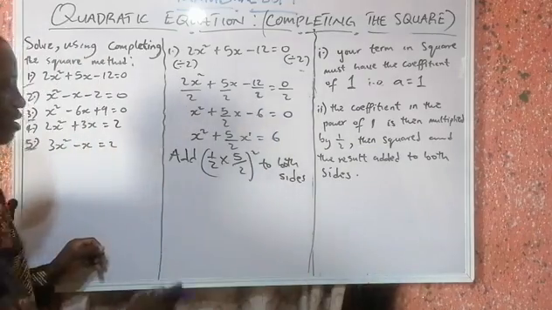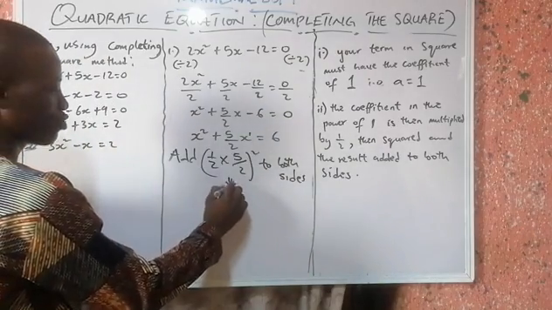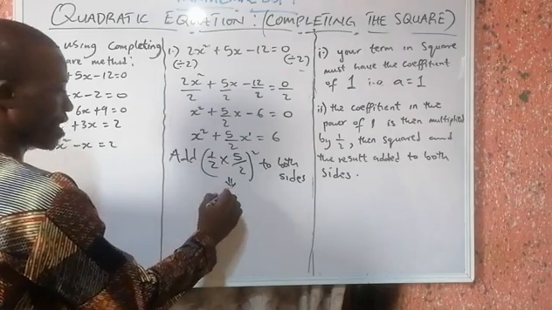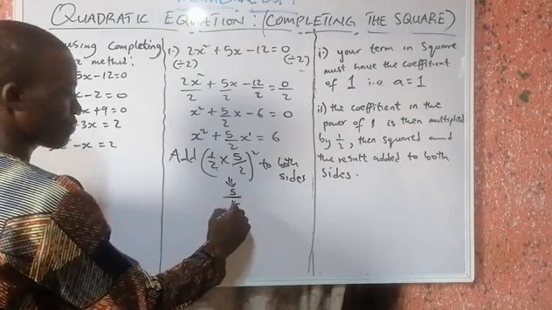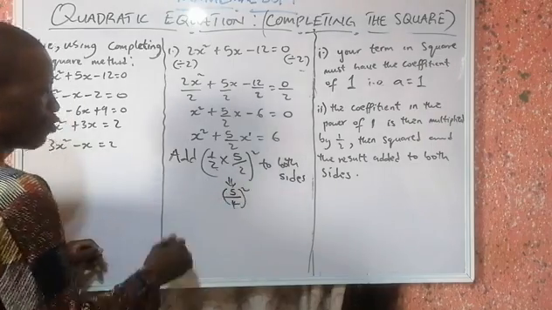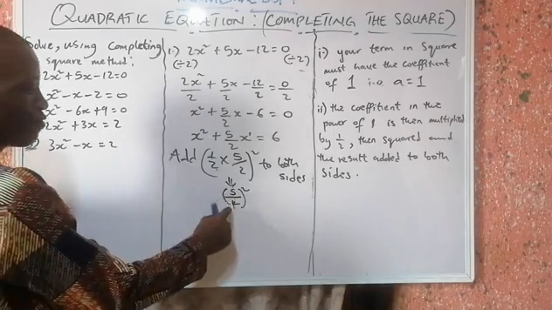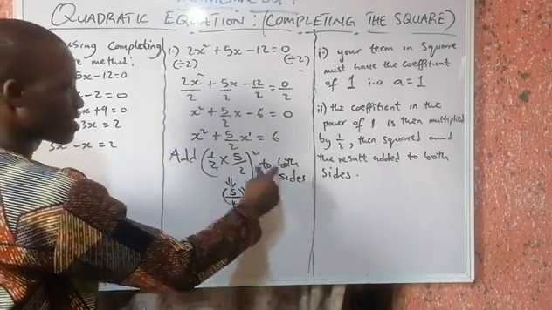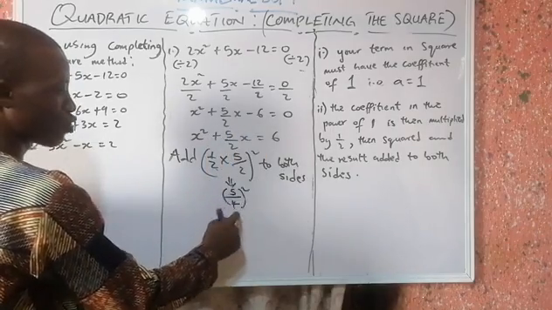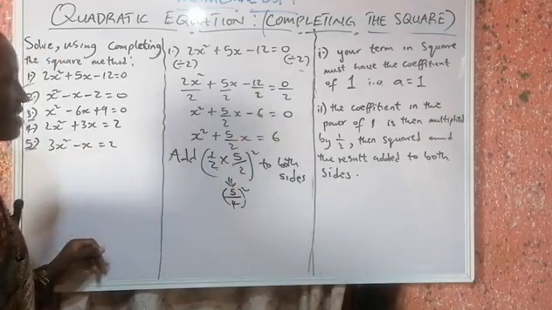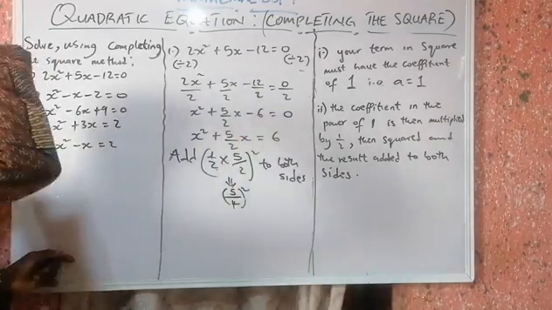So that is what we mean. What will this actually result to? This will result to 1 times 5. It will give me 5 over 2 times 2, that is 4. So it means that we are to add 5 over 4 squared to both sides. We are to add 5 over 4 squared to both sides, and that's exactly what we are going to do now.